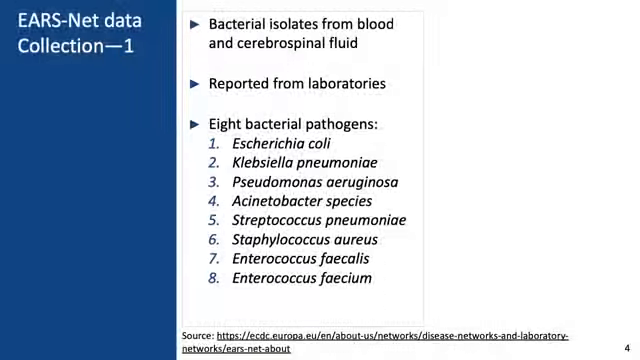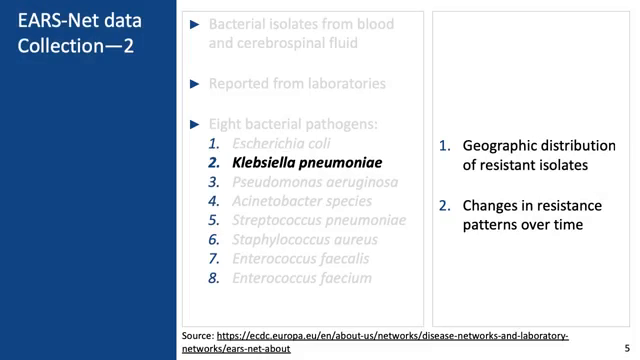So what kind of data do they collect? Laboratories from those 30 different countries share results from the cultures that they grow and the bacterial isolates they culture from blood and cerebrospinal fluid from patients in those countries. And they're really thinking about 8 different bacterial pathogens, which we're often concerned about for antimicrobial resistance. And in the rest of my talk about EARS-Net, I'm going to focus on just one of these, Klebsiella pneumoniae. It can cause many different types of invasive infections in humans.